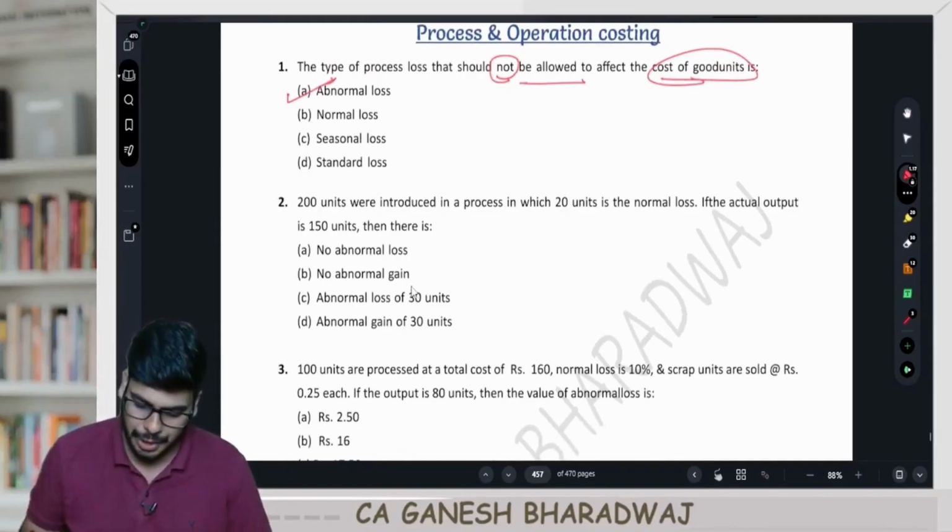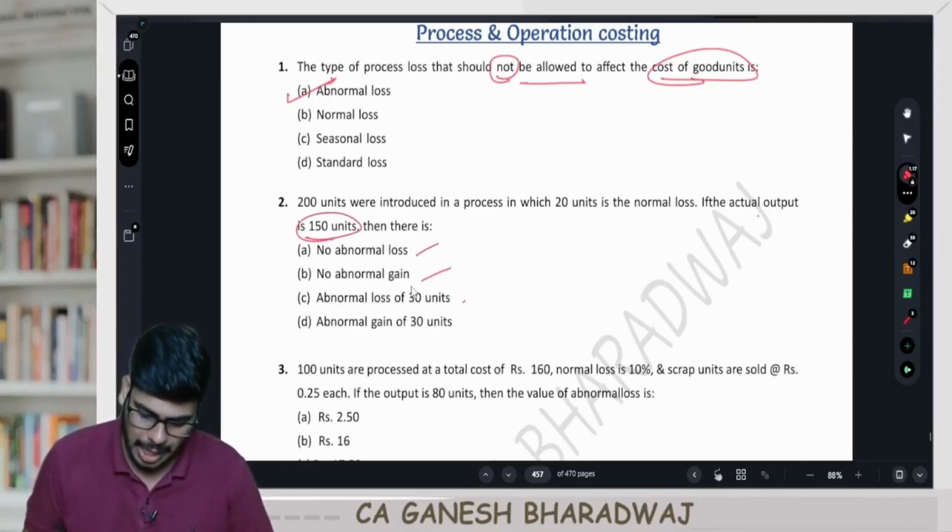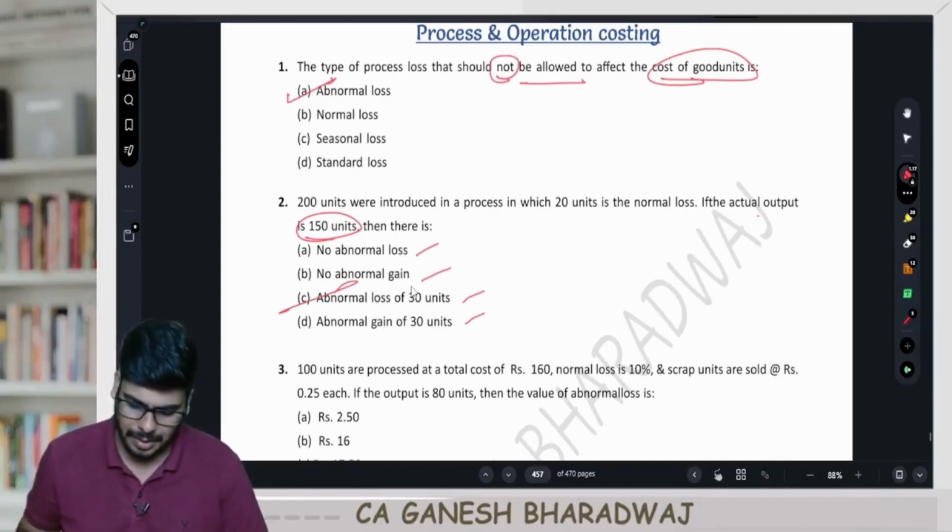200 units were introduced in a process in which 20 units is a normal loss. If the actual output is 150 units, then there is no abnormal loss, no abnormal gain. Abnormal loss is 30, abnormal gain is 30. What is the scenario? Quick. What is the big deal? Abnormal loss is 30. How did you get this?